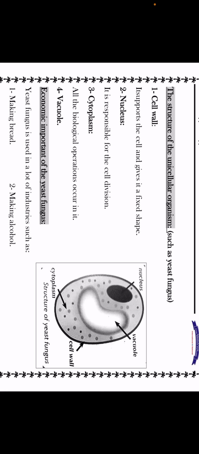The importance of yeast fungus is that it is used in making bread and making alcohol. In making bread, it produces carbon dioxide. When we add yeast to dough, it produces carbon dioxide that makes the bread porous and tasty. In making alcohol, yeast fungus changes the sugary solution, which is water containing sugar, into alcohol and carbon dioxide. Yeast fungus is used in making bread because it produces carbon dioxide that causes the swelling of the bread and makes it porous and light.